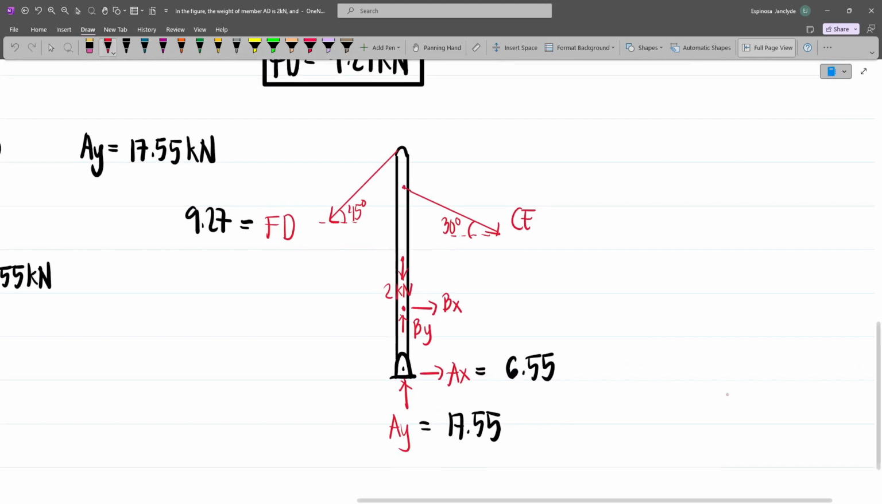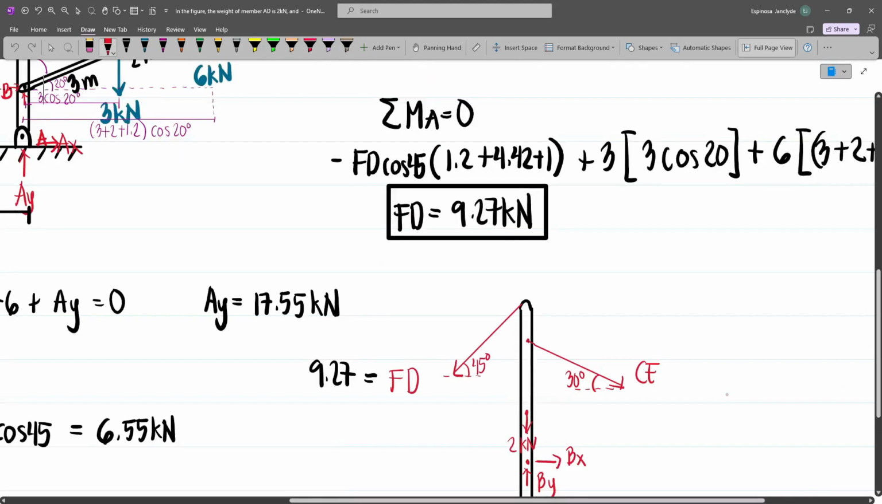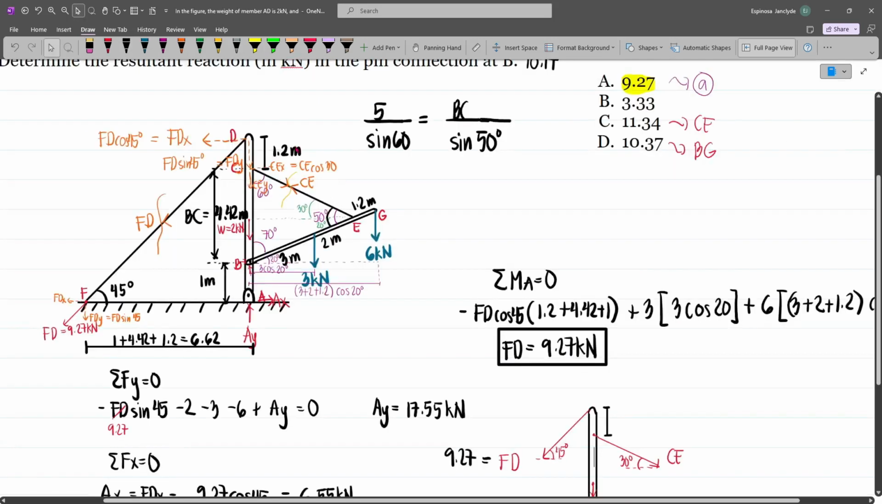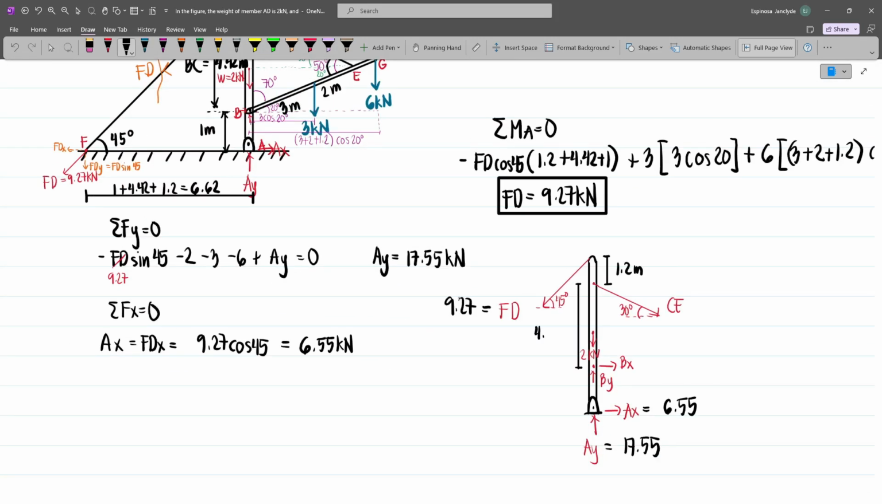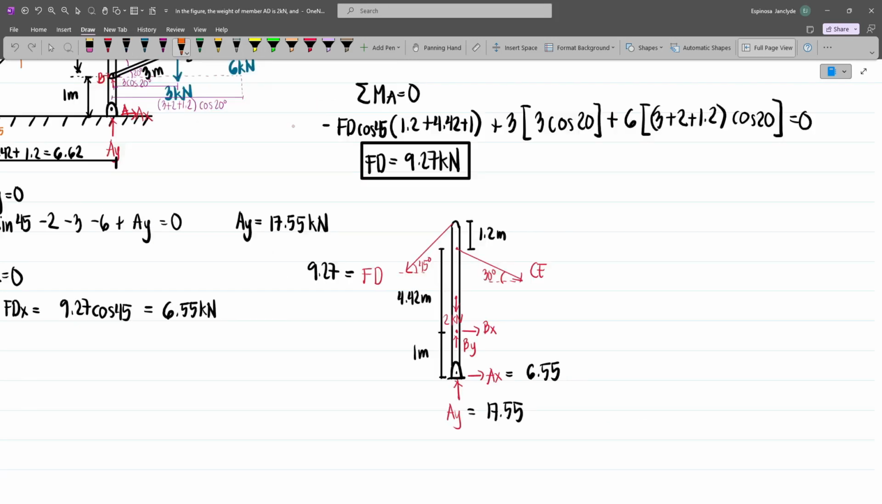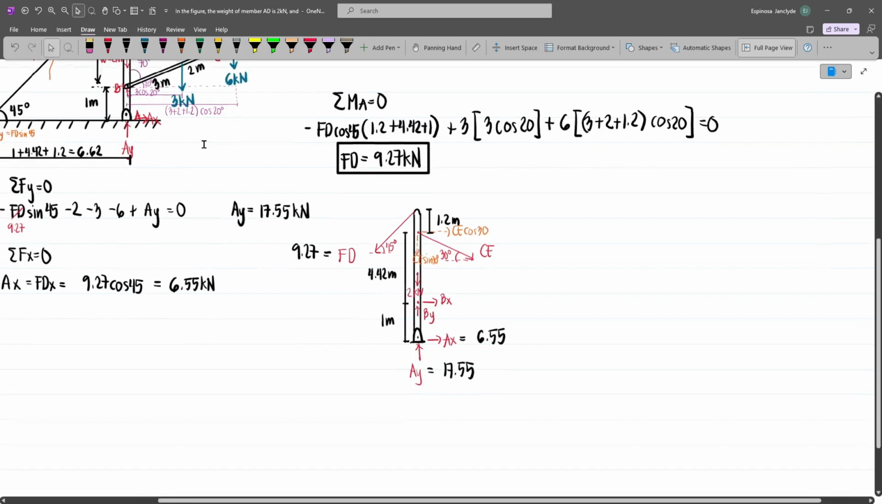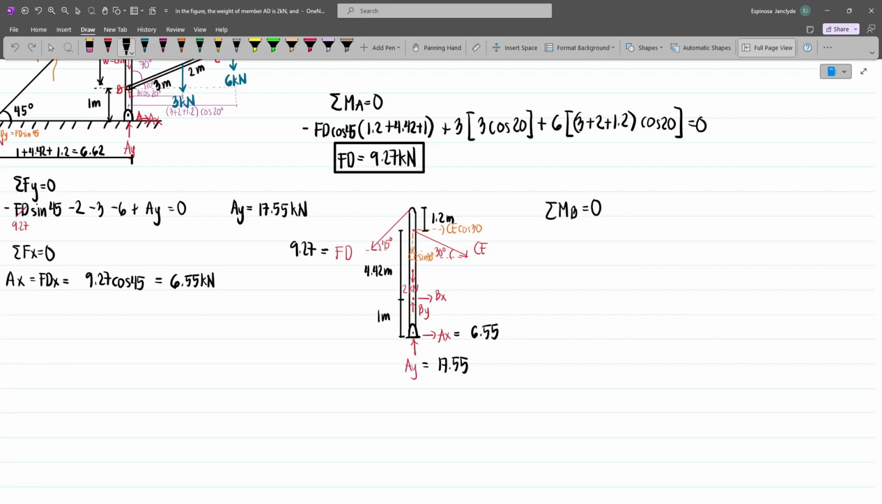And so balik tayo. To get CE, we can actually take moments about B. And then let's write our distances. This is 1.2 meters, and then this is 4.42 meters, and then ito naman, this is 1 meter. And then diba, itong CE natin, meron tong horizontal and vertical component. So this is CEX or CE cos 30, and then ito naman, this is CE sin 30. And so first, let's sum up moments about B.